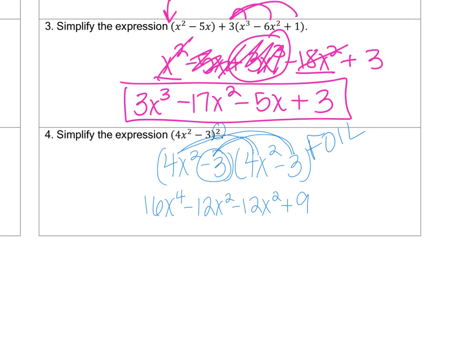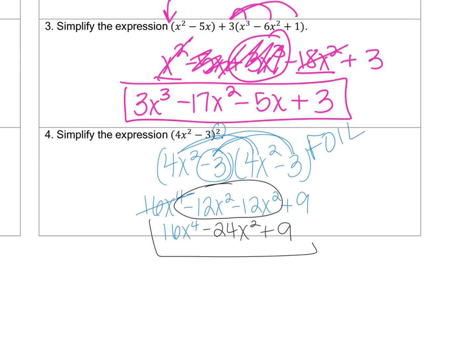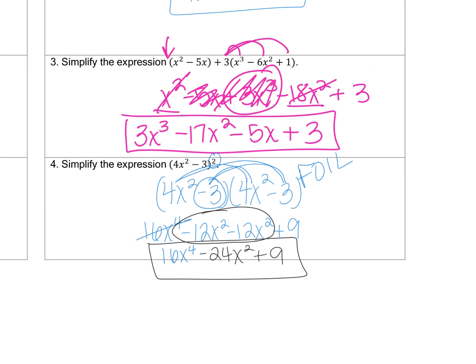Okay, so we're combining our like terms. We have a 16x to the 4th that we're not able to add with anything else. And then we can combine our x squareds, which would be negative 24x squared, and then the plus 9. So don't forget, whenever it says a binomial and then squared, you write it twice and then work it out that way. Okay, so this was just a review of adding, subtracting, multiplying polynomials.